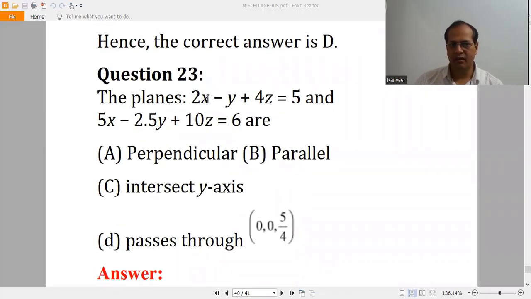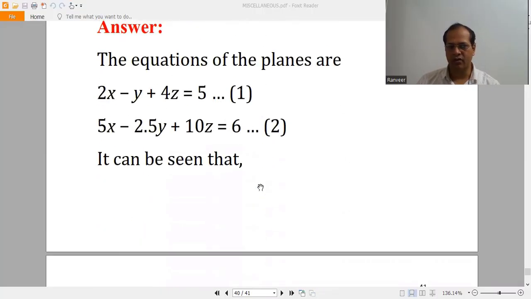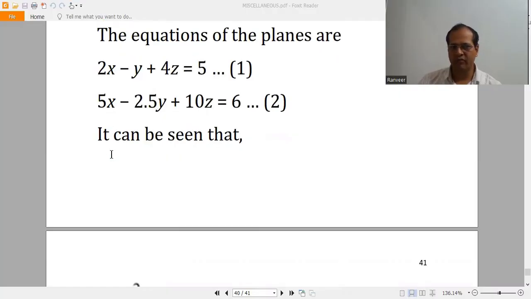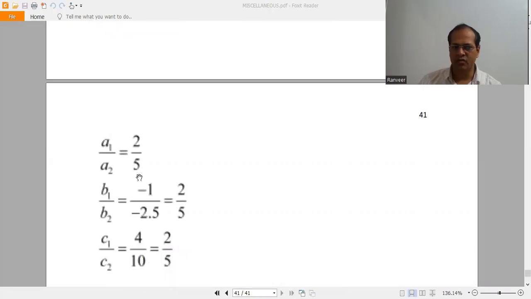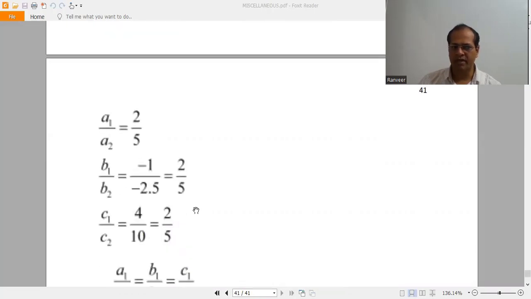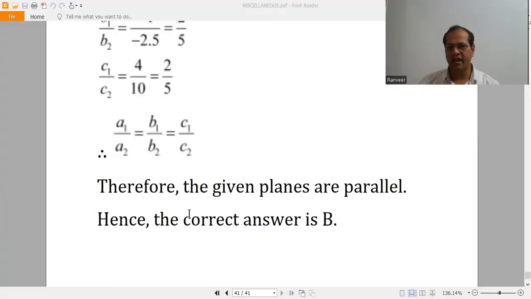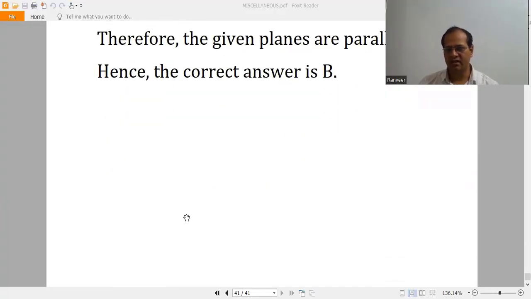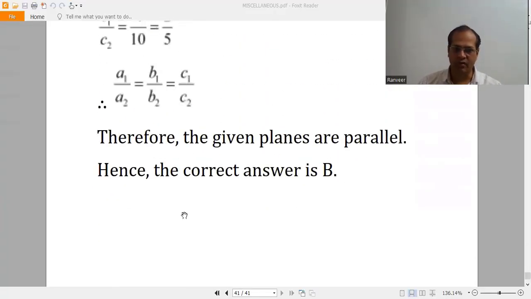The planes 2x minus y plus 4z equal to 5 and 5x minus 2.5y plus r. What are the conditions that we have to find out? When we look at the ratio of the direction ratios, a1 by a2 is 2 by 5, b1 by b2 is also 2 by 5, and c1 by c2. So definitely they are parallel to each other. This way we can find out.